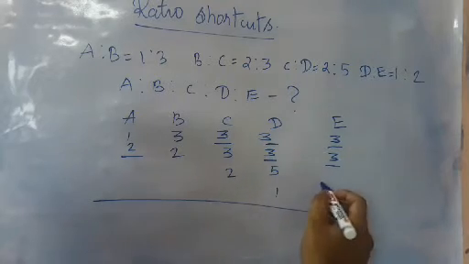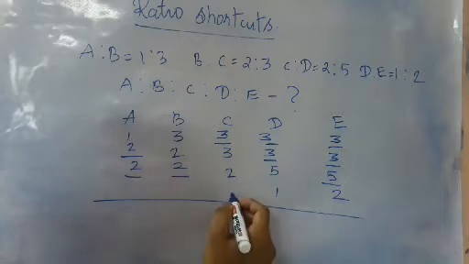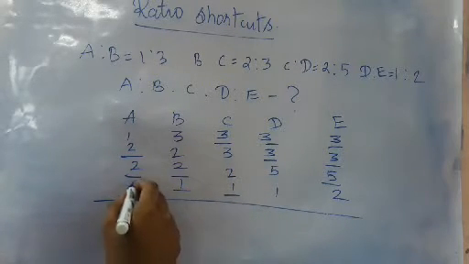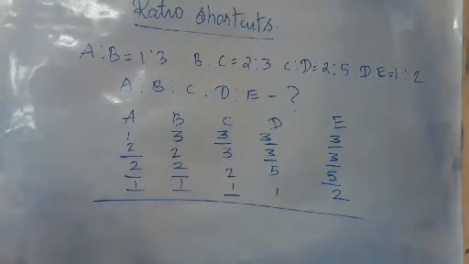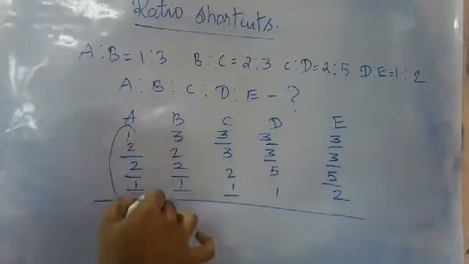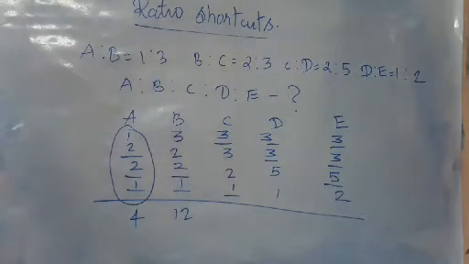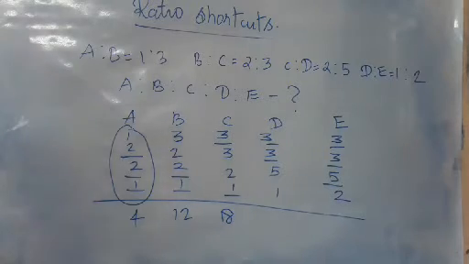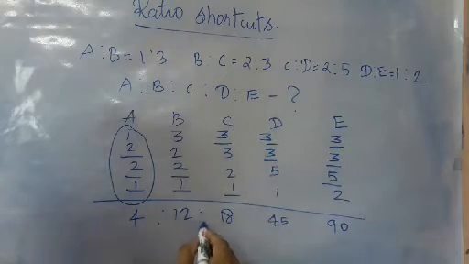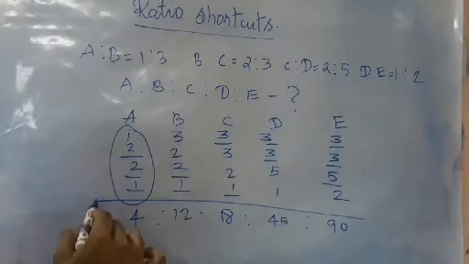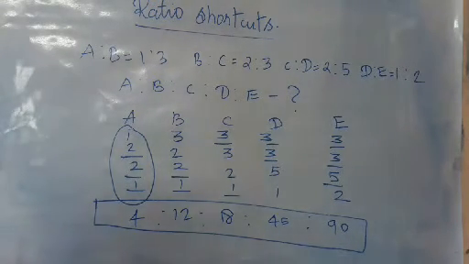In a similar fashion, we have to fill the numbers in the gaps like this. Here we have to fill the number 1 in the gap, here we have to fill the number 2 in the gap. And finally we have to multiply these numbers. It is 4, it is 12, it is 18, it is 45, and it is 90, and this is the ratio between them. So this is a simple way to find the ratios if the relation is given in this manner.